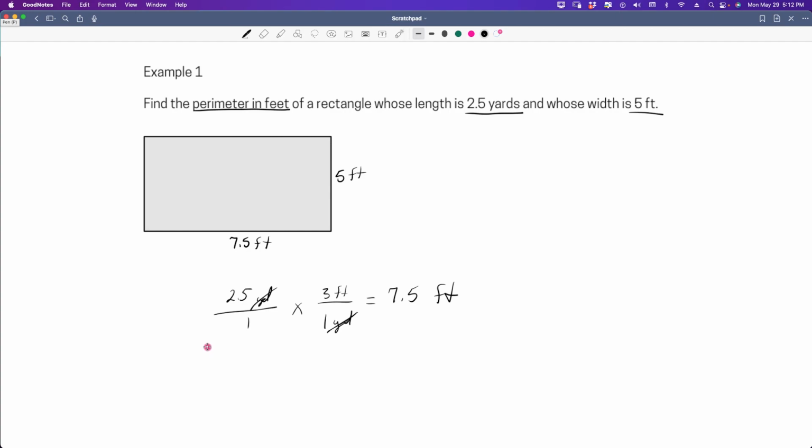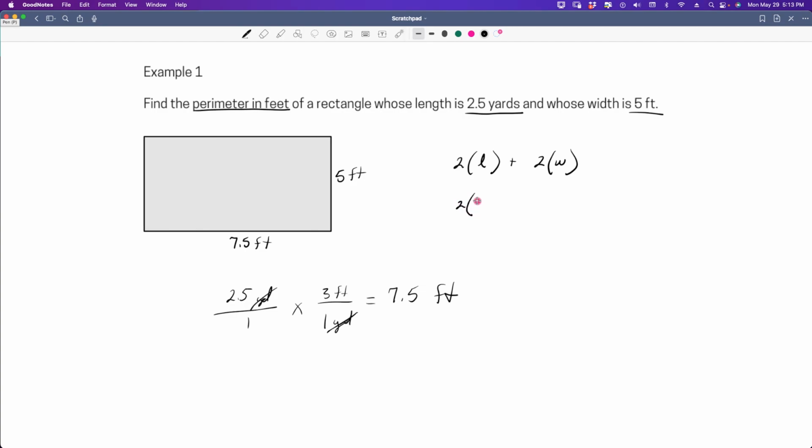Now I can use my formula: 2 times the length plus 2 times the width. And my length is always the longer measurement. If you don't know that, that is what we're going to always use. When I say length, I always mean the longer of the two measurements.